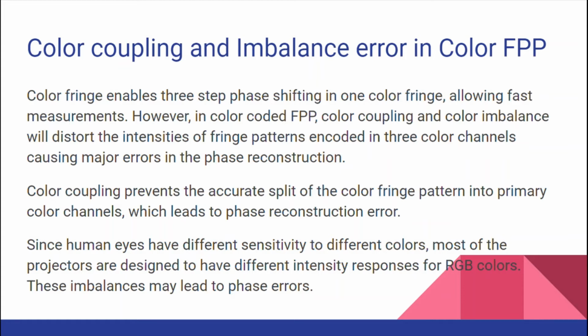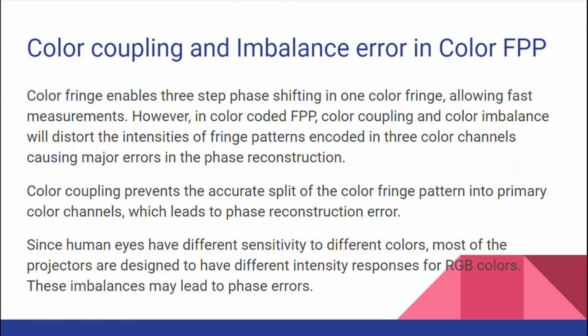Now what is the major cause for this color coupling? Projectors and cameras are usually designed to have some overlap in the spectra of color channels to avoid colorblind regions in the spectrum. Unfortunately, this causes color coupling. This also causes errors in decoding the color fringe into separate patterns, which ultimately leads to incorrect reconstruction of the object under consideration.